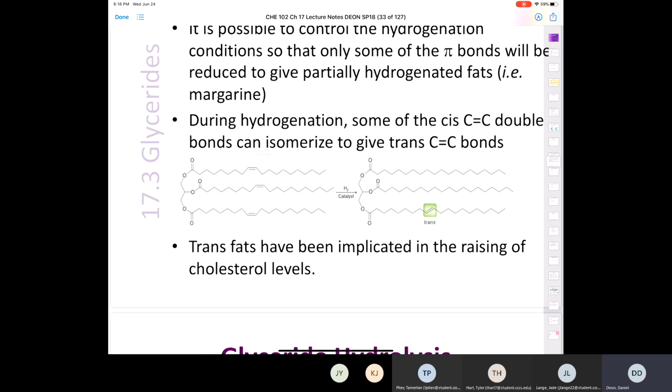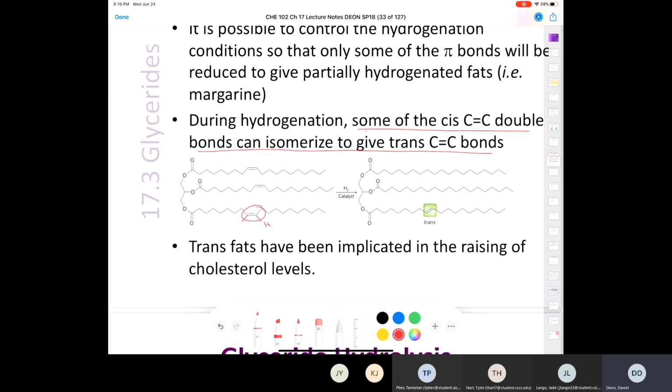But even after you take it out of the fridge, it's still spreadable, unlike butter, which will put a hole in your toast or something like that. Anyhow, during the hydrogenation process, and the actual chemistry of how this occurs is beyond the scope of our class, but you'll just have to take my word for it, some of the cis carbon-carbon double bonds can undergo an isomerization to produce trans double bonds. So trans fats are actually produced during the hydrogenation of unsaturated fats.